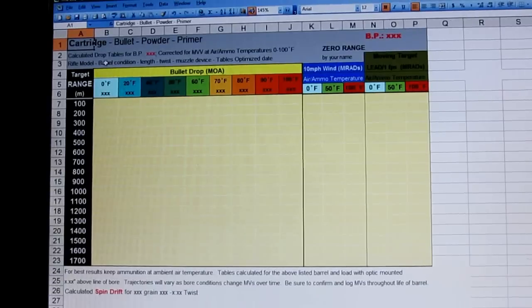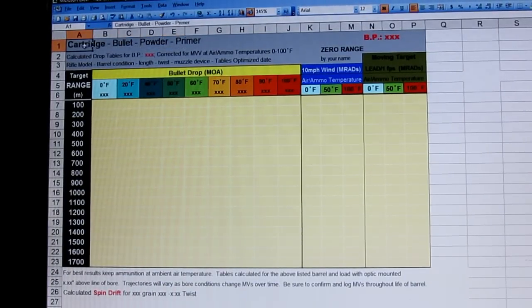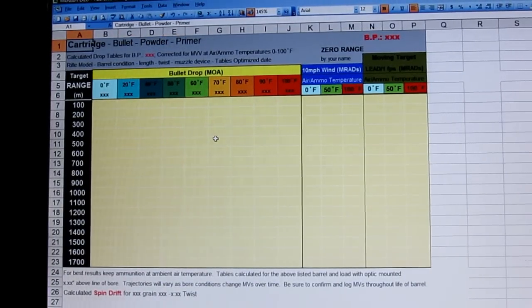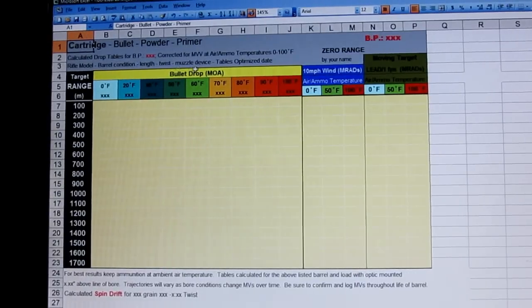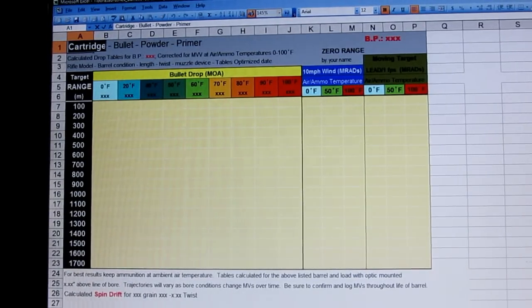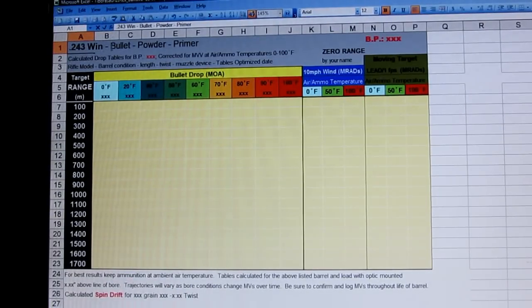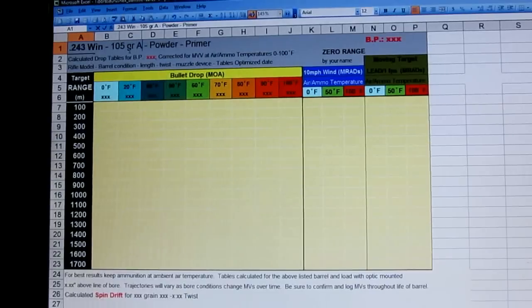If you can see this, we have all the different fields like we went over earlier that we need to fill in. So let's go ahead and do that so you can see what the process looks like. First thing, let's start from the top and work our way down. It's asking for a cartridge. That's going to be 243 Winchester. It's asking for a bullet. I'm using a 105 grain A-Max.